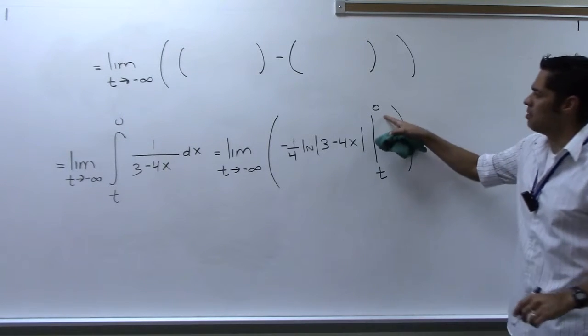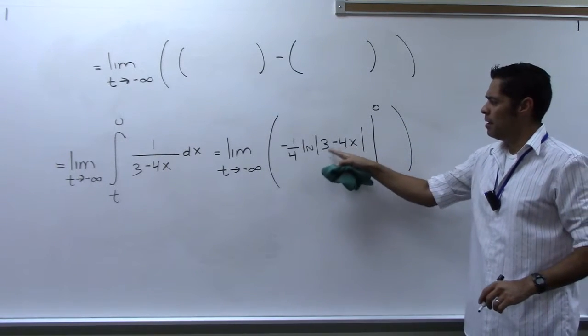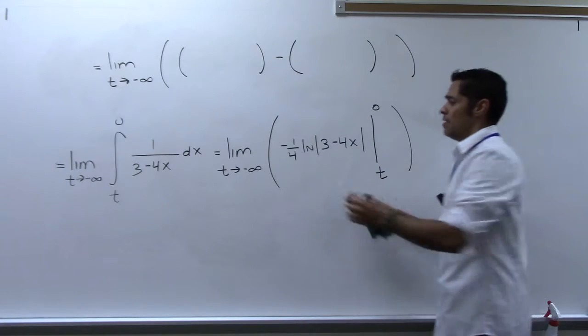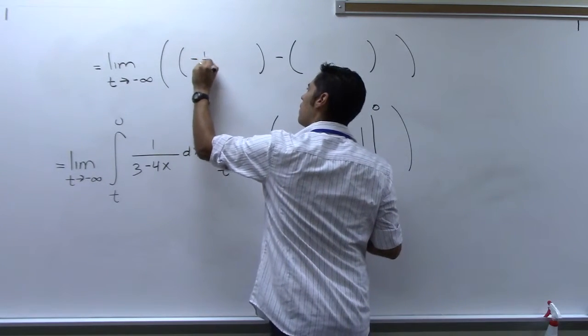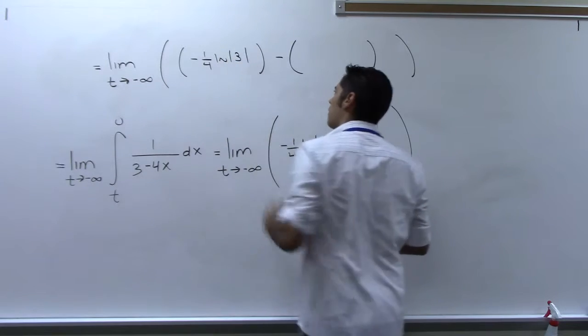So first we plug 0 in. So 4 times 0 is 0. 3 minus 0 is 3. So I just get negative 1/4 natural log of 3.